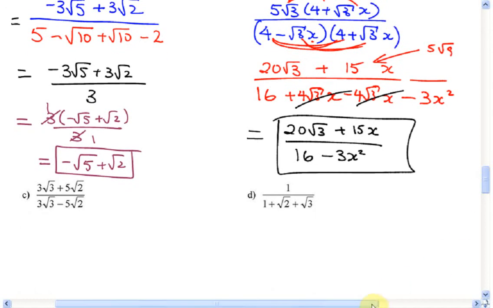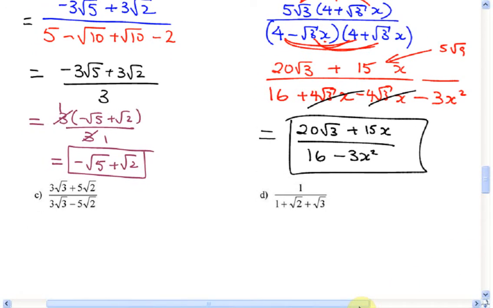Now, take a look at C, and I'm going to ask you to try to figure out C. What should you multiply this by? 3 root 3, yeah. Plus 5 root 2, good. So in essence, what you're doing is you're looking at the denominator and just changing the sign in between. Good. Okay, so go ahead and try this one. And then after that, try D. D is fun.